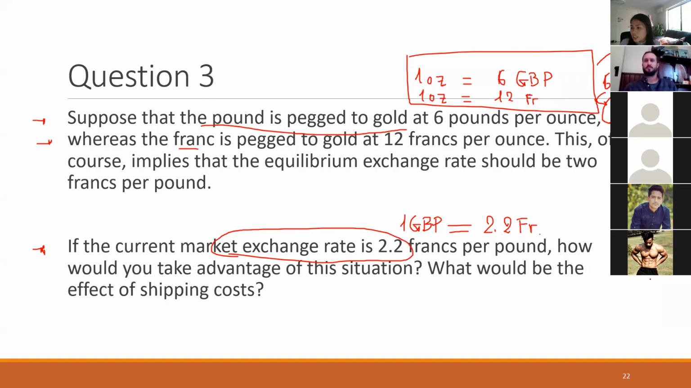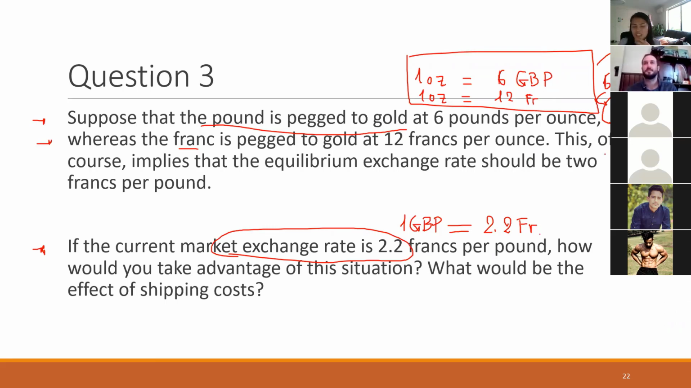No worries, keep going on this. Anish, did you want to say something? Yeah, we can purchase gold for £6 and then convert the gold to 12 francs. I have some confusion, sorry. I'll get back to you on this.